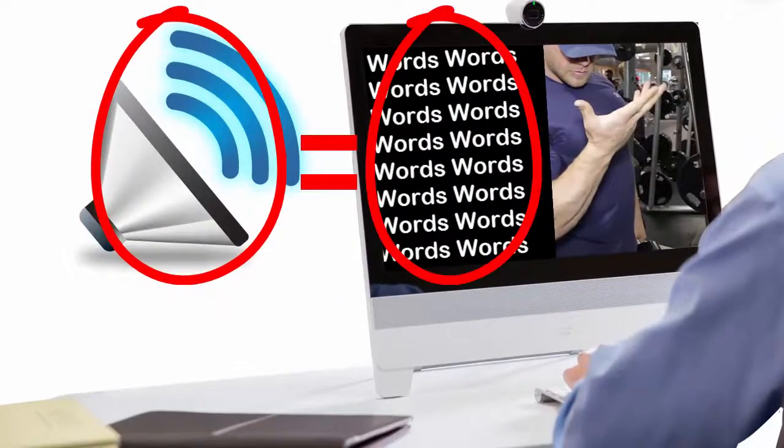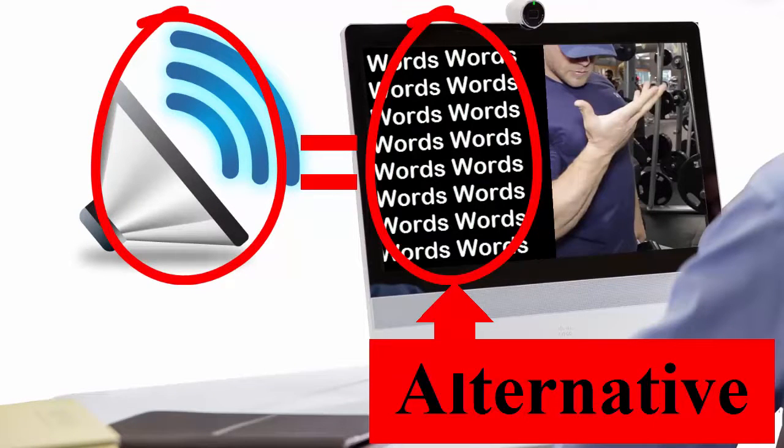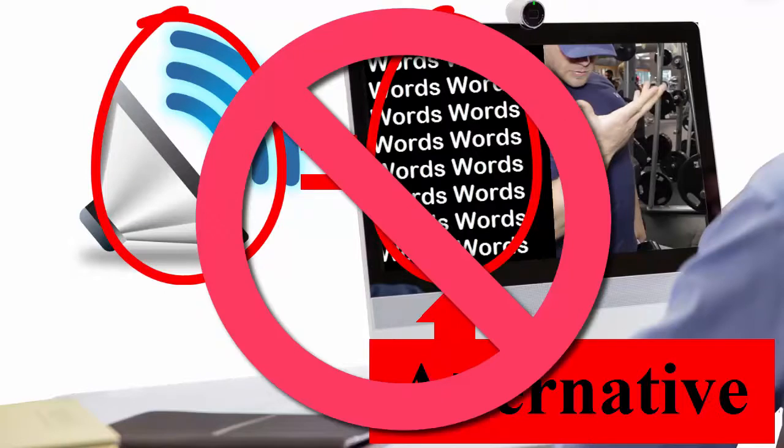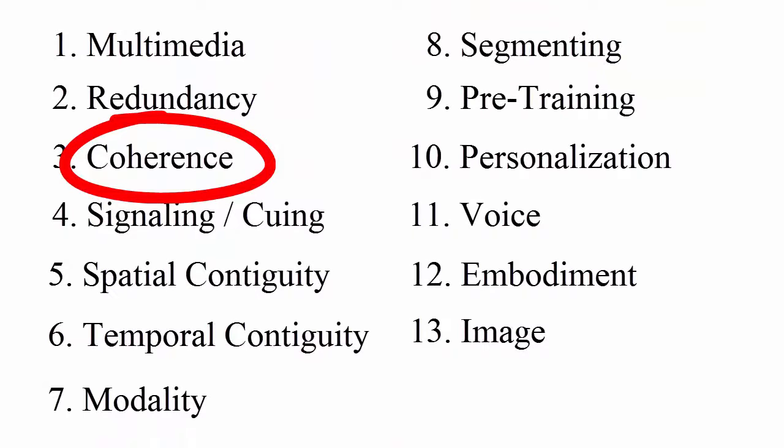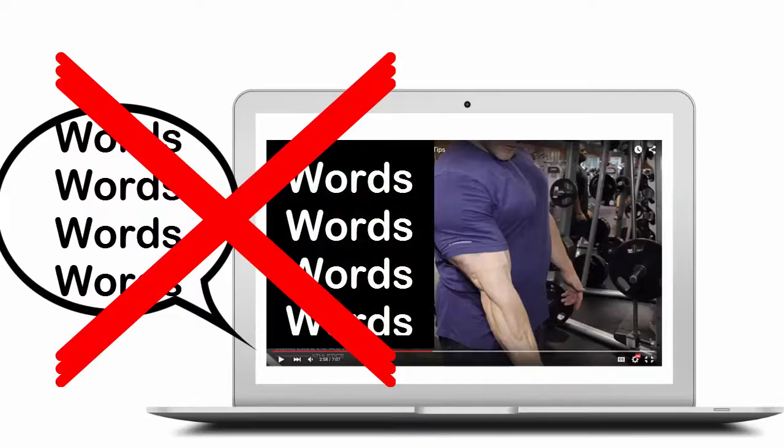Adding the same information in the name of extra or alternative is redundant and unnecessary. It should be avoided. So this leads to the next principle. Coherence principle. So we already know that redundant information is bad and should be avoided.